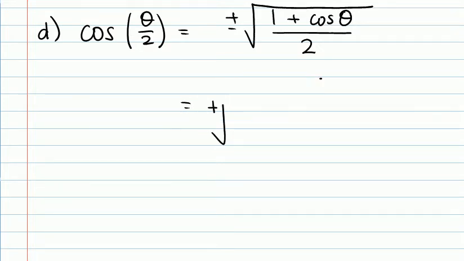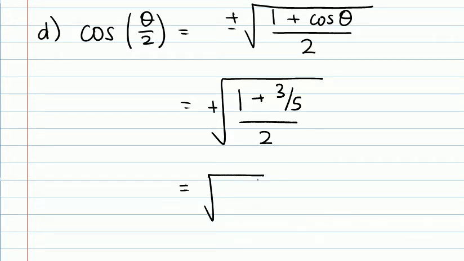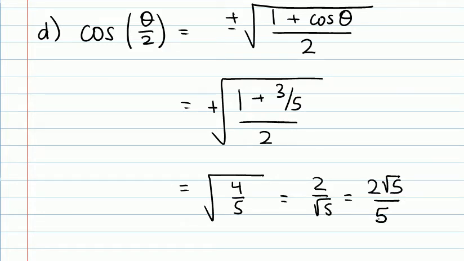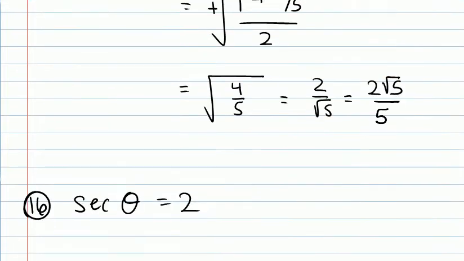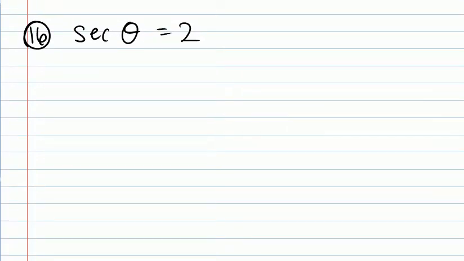1 plus 3/5, because that's the cosine, divided by 2. 1 plus 3/5 is 8/5, divided by 2 is 4/5. So we're looking for the square root of 4/5, which is 2 over root 5, otherwise known as 2 root 5 over 5. So hopefully that wasn't too bad.